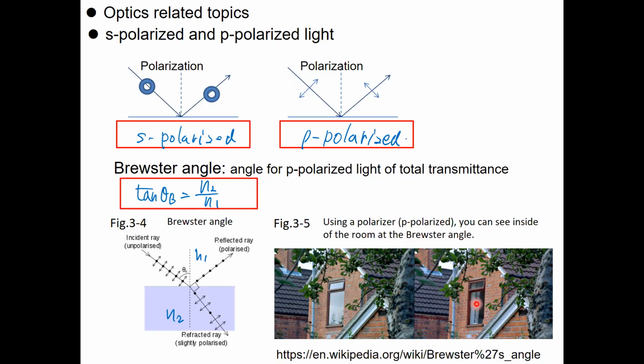That's why the glass window looks white. But if you use only the polarizer for P, and you are standing at the Brewster angle, you could see inside because there's no reflection of the light. And this kind of principle can be utilized for microscopy and spectroscopy too.